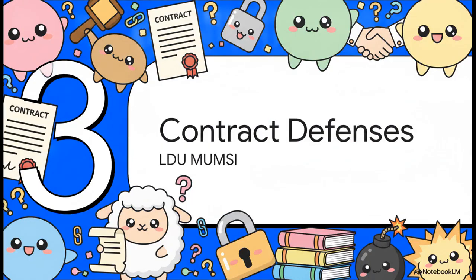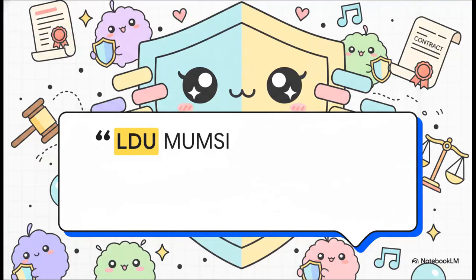All right, Section 3, contract defenses. Enter LDU-MUMC. Let's see what happens when one party tries to argue the contract was invalid from day one. Go ahead, say it out loud. LDU-MUMC.